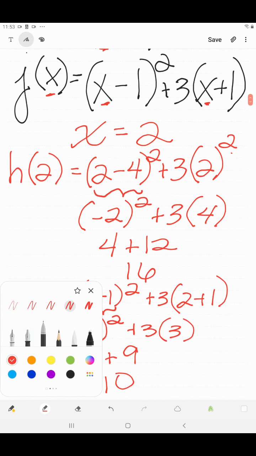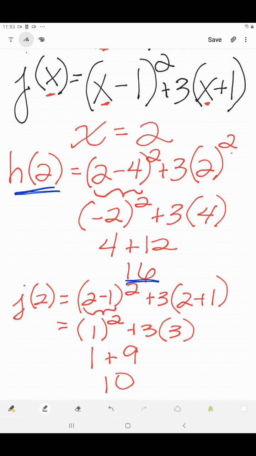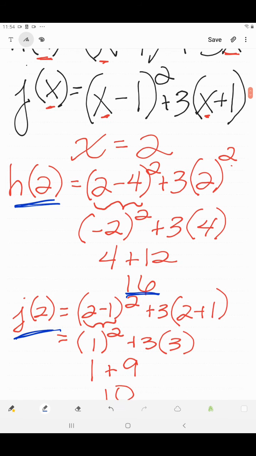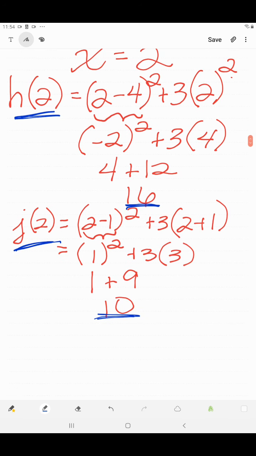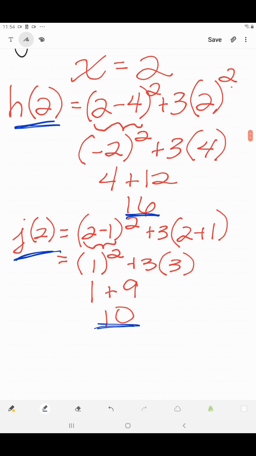As we see, ladies and gentlemen, both do not equal the same thing when you plug in 2. When you plug in h of 2, you get 16. When you plug in j of 2, you get 10. Okay, these two are different, ladies and gentlemen, and for that reason, these two functions are not equivalent.